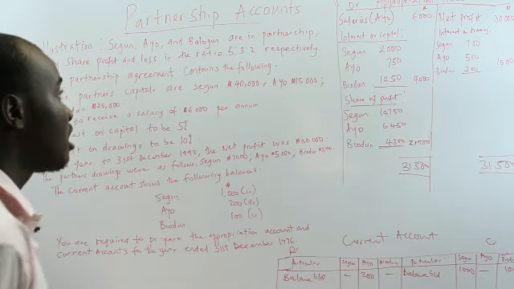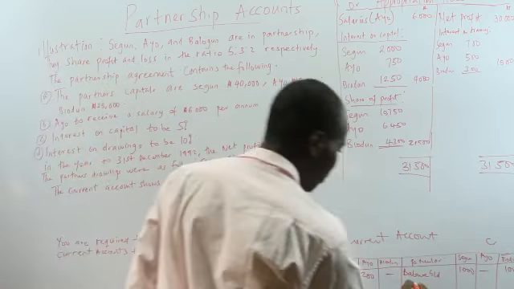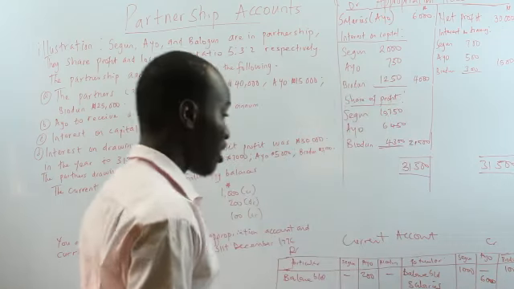Now is the salaries. Salary paid within the period. Salary was given to Ayo, which is 6,000 naira. So Ayo has a salary of 6,000 naira.